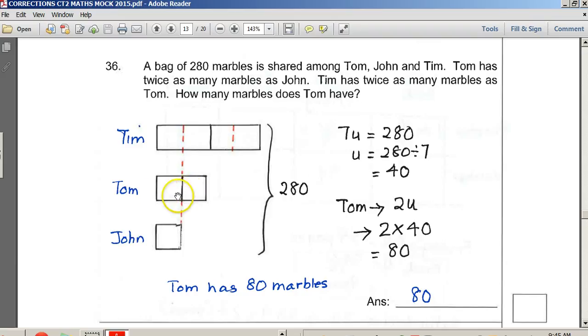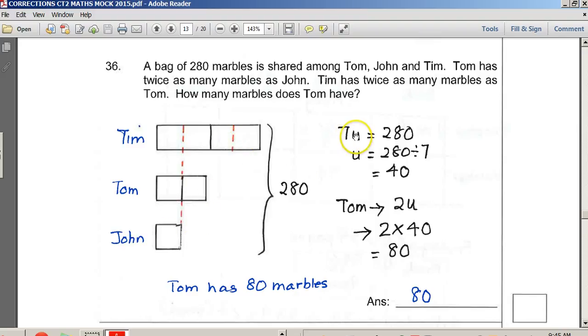As a total for Tom and John, I got 3 equal size boxes in total. But for the relationship between Tom and Tim, I just use the same 2 boxes and draw a line up, so it becomes the same. It means 1, 2, 3, 4 are the same, and you draw another half of this, it becomes all equal size boxes. They are 1, 2, 3, 4, 5, 6, 7.